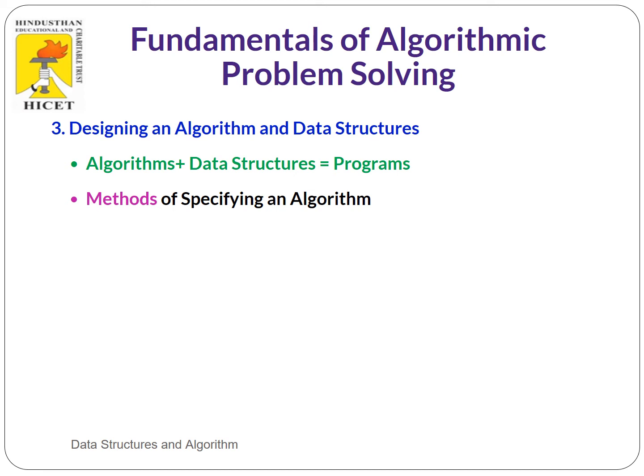Next, methods of specifying an algorithm. There are three main methods for specifying an algorithm. First one is natural language, second one is pseudocode, and third one is flowchart. In natural language, we are going to make use of English language constructs to specify the algorithm. Pseudocode is a mixture of natural language and programming language constructs. In flowchart, we'll be making use of diagrammatic representation of the flow of the problem.